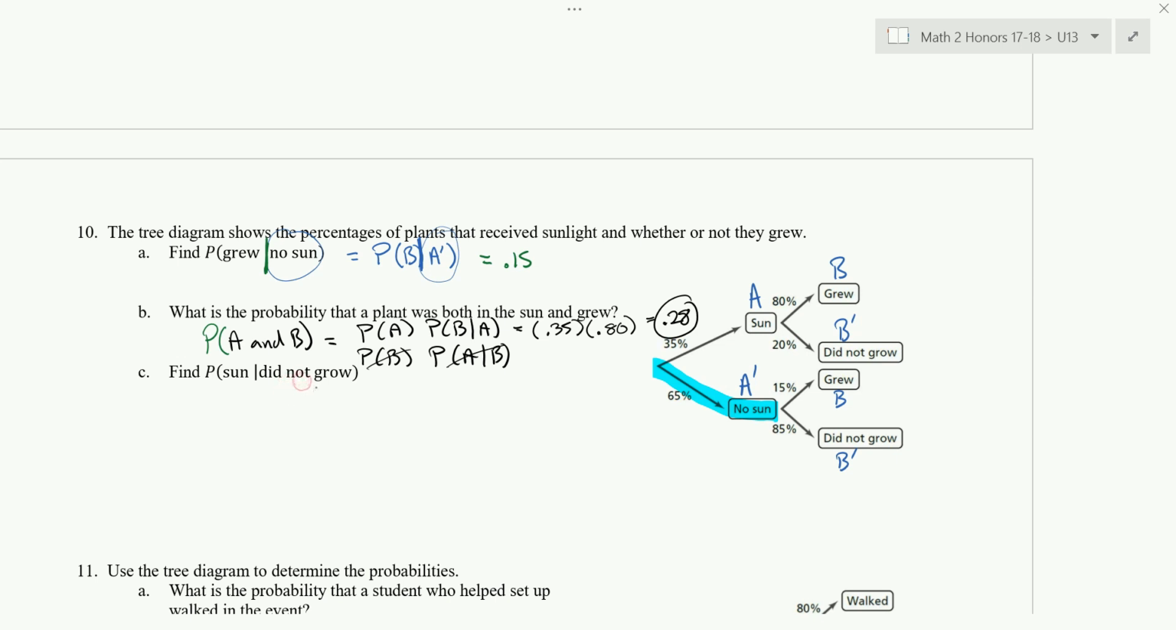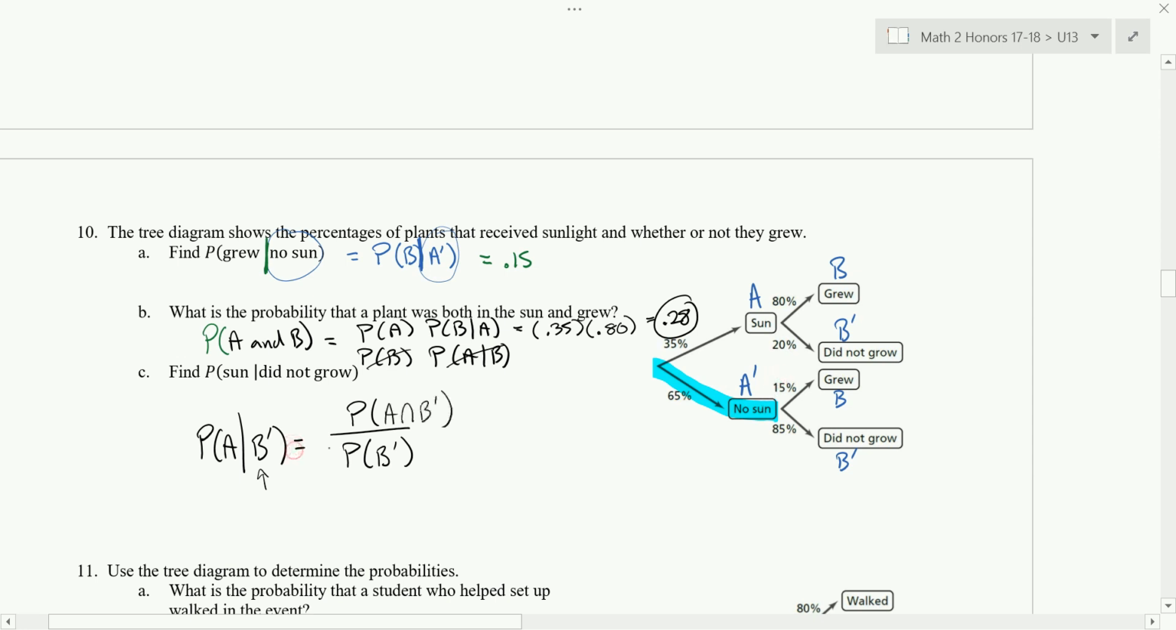Okay, next one. Find the probability that we get sun given that it did not grow. So this would be probability of A given B prime. And what's our formula? The probability of what over the probability of what? So what's going to go on the bottom? B prime. So whatever's after the given is what goes on the bottom. It's out of that. And then what goes on top? A and B prime.